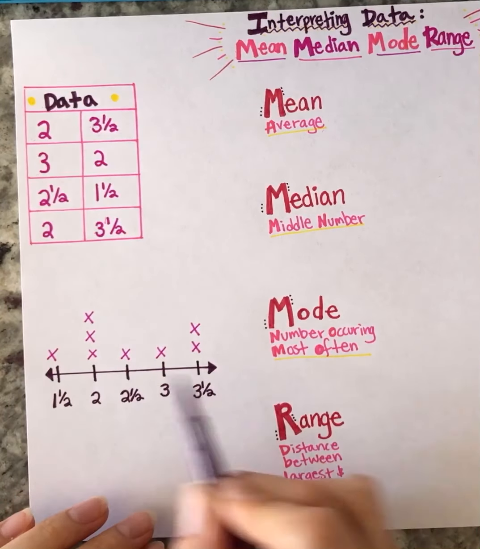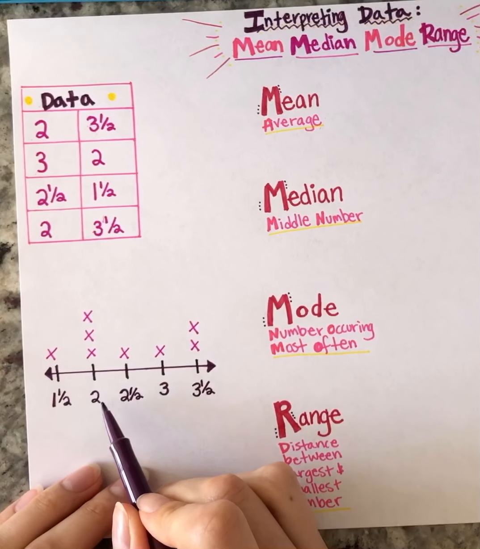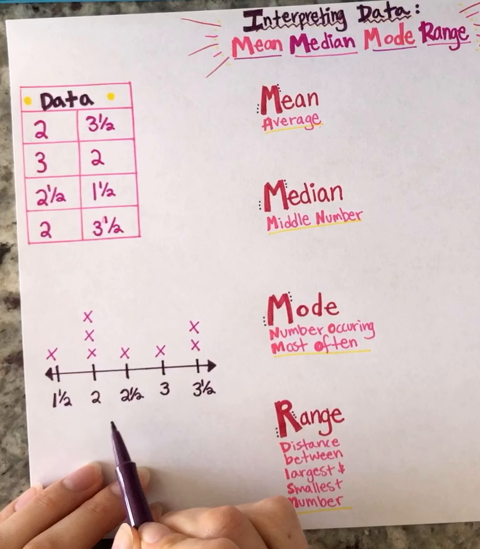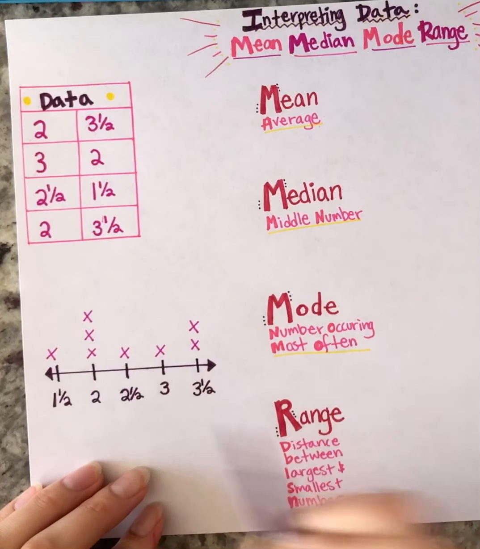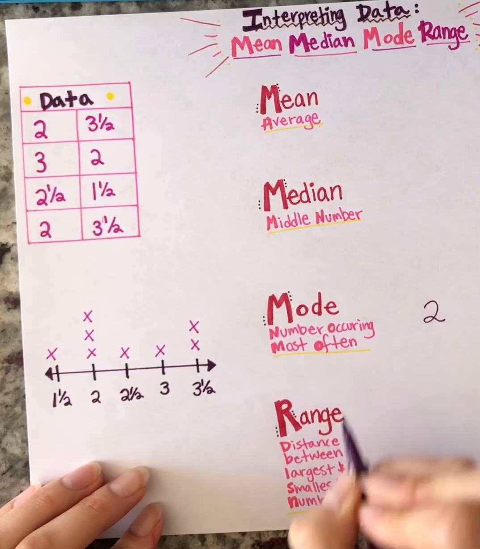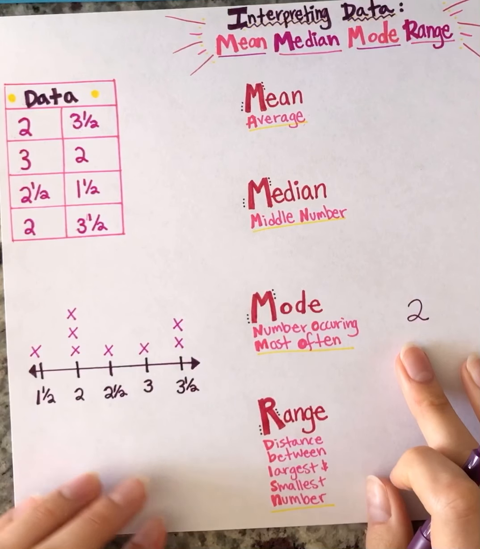There's only one data point, or one number, that has 3 X's. That means it occurs 3 times in the data set. So our mode, we know, will be 2. 2 occurred the most often. So that is our mode.